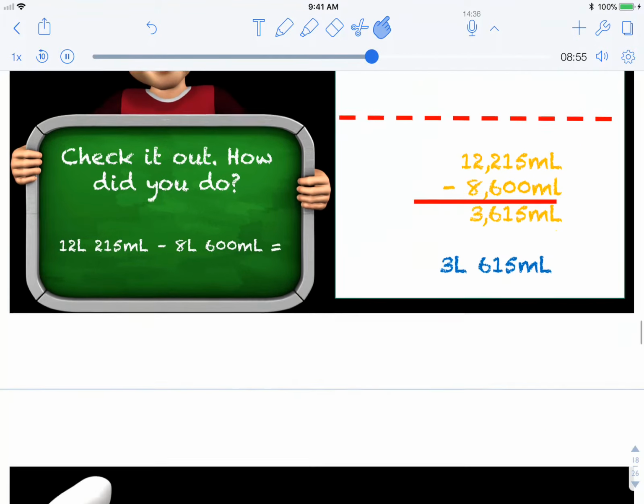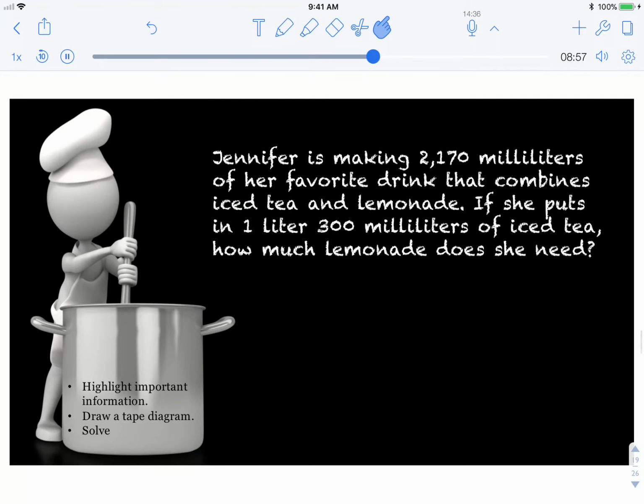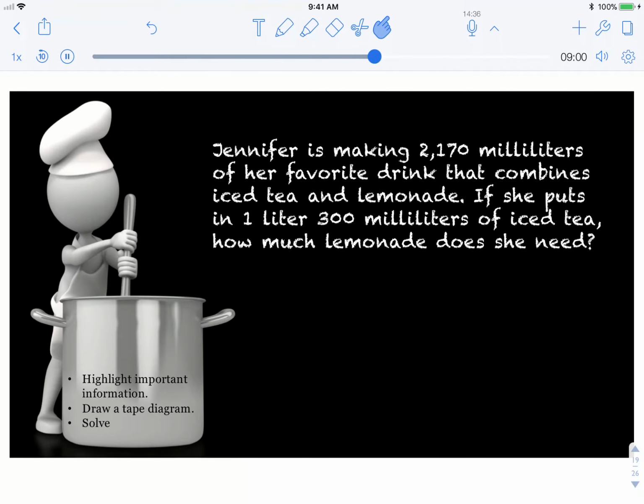Okay, Jennifer is making 2,170 milliliters of her favorite drink that combines iced tea and lemonade. If she puts in 1 liter, 300 milliliters of iced tea, how much lemonade does she need? So, you're going to highlight important information, draw a tape diagram, and solve. Pause the slide, do those 3 steps now, and then we will proceed and you can see the answer and how it was solved.